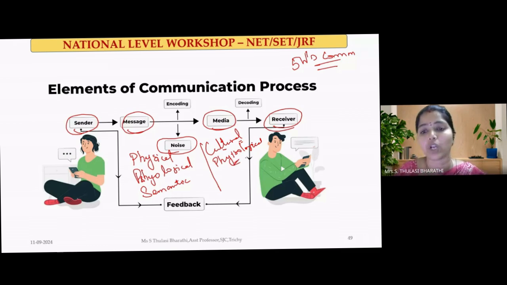And then we have physiological barrier. I have a headache, I have fever, my stomach is aching, I can't do things properly. It's a barrier for communication. Sometimes we have a barrier in the technology. We have a problem, the network will not be good, signals will not be proper. All these things we call noise. Whenever this noise is there, the receiver cannot get the information properly.